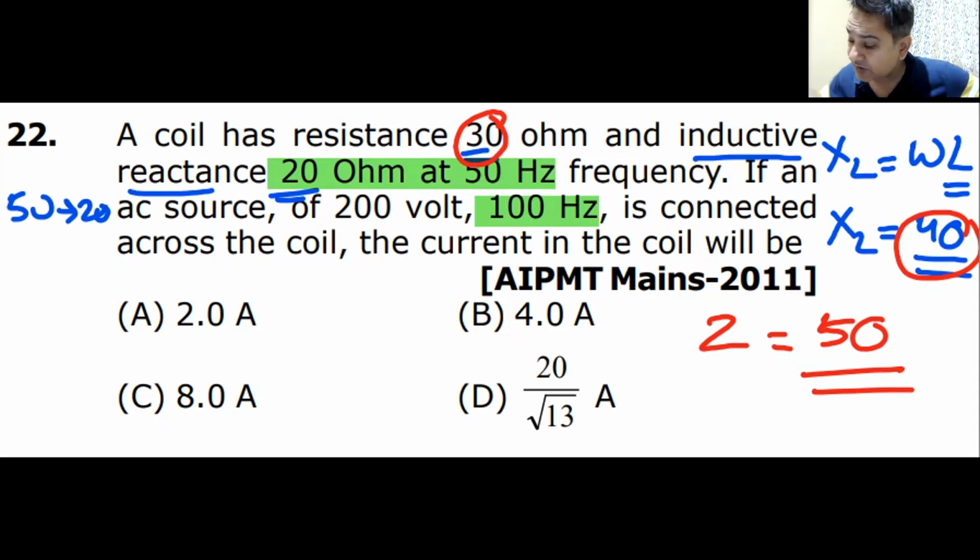The value of RMS voltage is 200. What is the value of RMS current? 200 divided by 50. So the answer is B, which is 4 amperes. So you must remember this question. Maybe the same question can come to you in the examination hall.